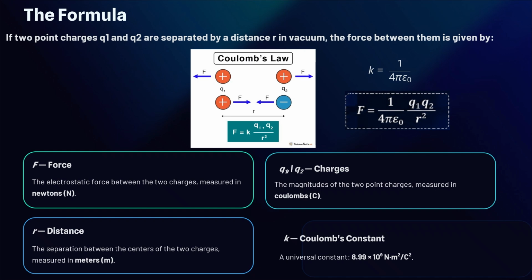Therefore, F is equal to 1 divided by 4 pi epsilon naught Q1 into Q2 divided by R square, where F is the electrostatic force between two point charges measured in Newton, and Q1 and Q2 are the two point charges measured in coulombs, and R is the separation distance between them measured in meter, and K is Coulomb's constant.